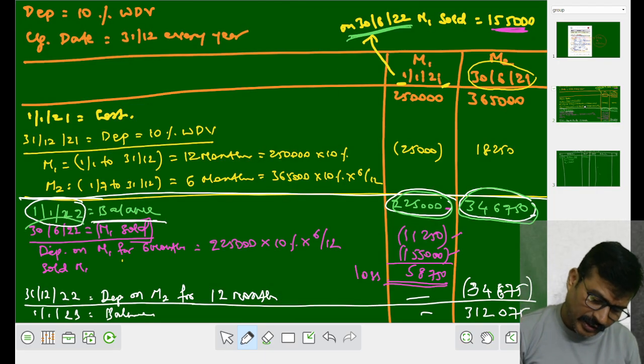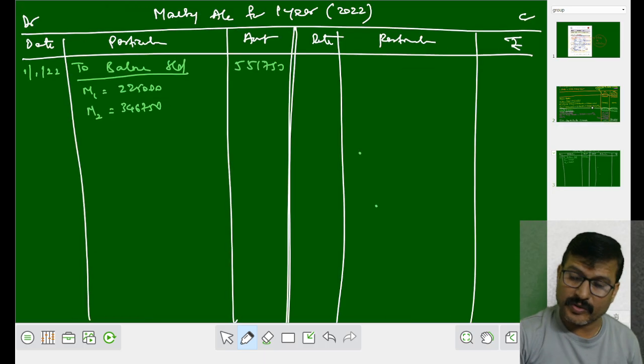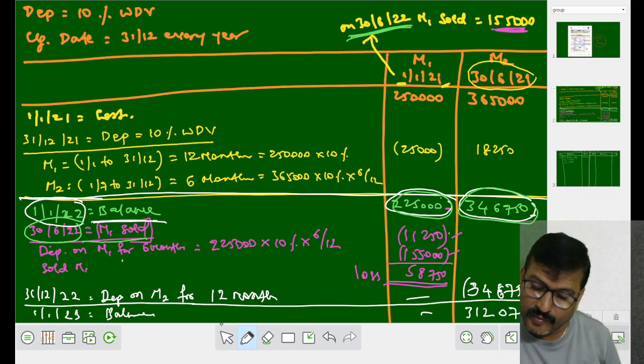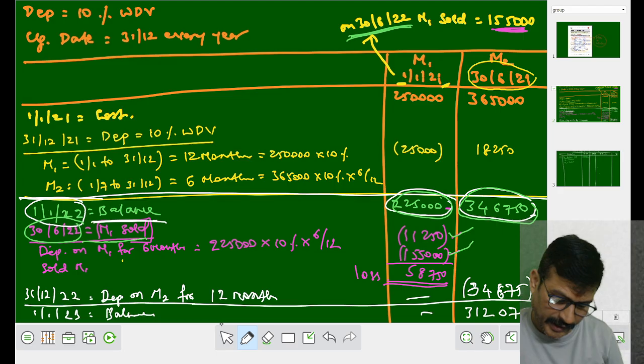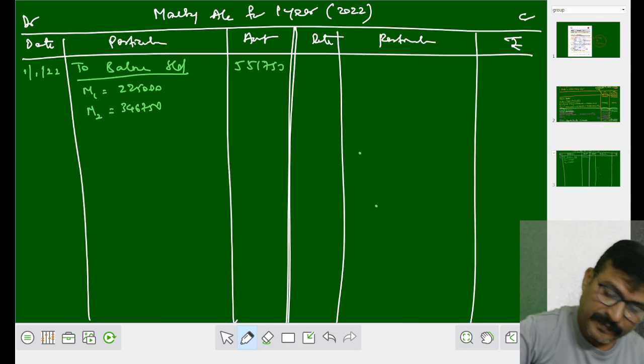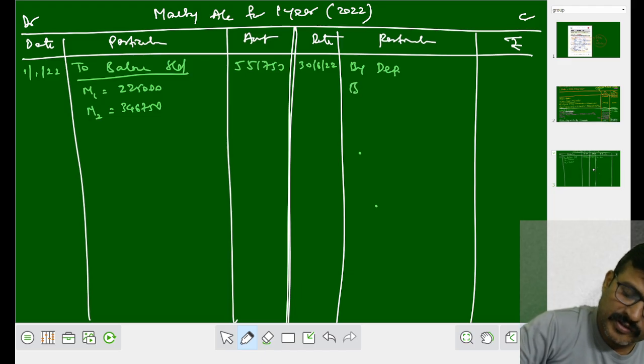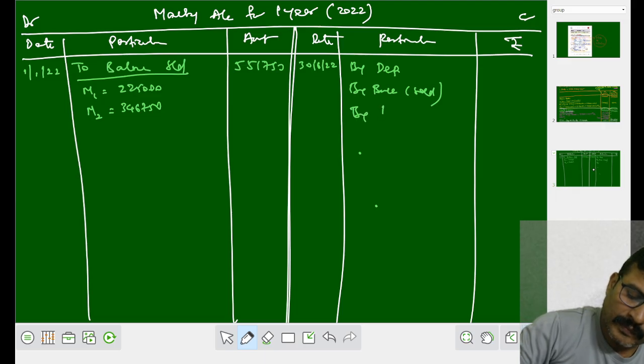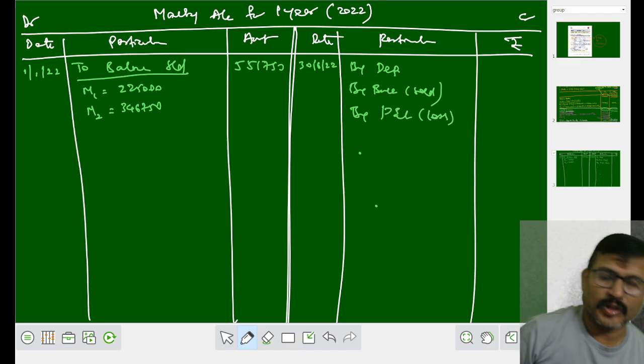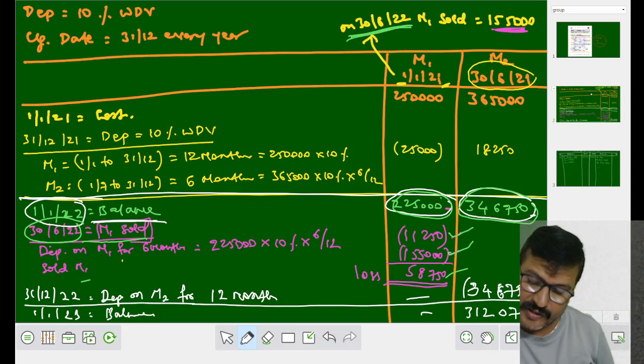What happened after the balance? On 30th June 2022, my dear student, M1 is sold. Which one is sold? M1 is sold. When M1 is sold, we have to take depreciation, we have to take sold, and we have to take loss. All the three come on the credit side. That is, on 30th June 22, by depreciation, by bank as a sold, by P&L as a loss.